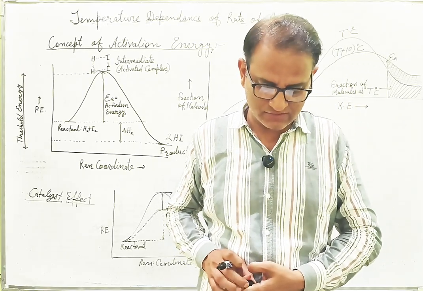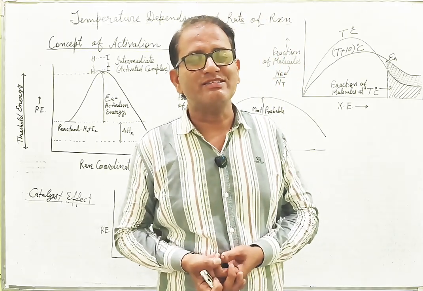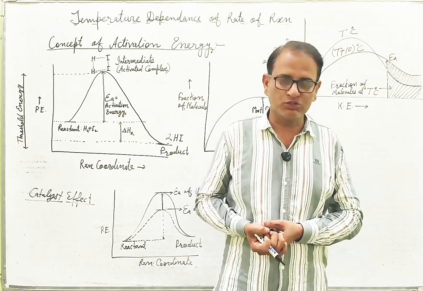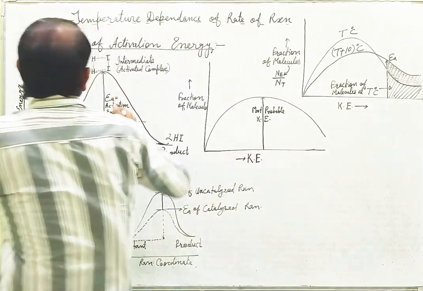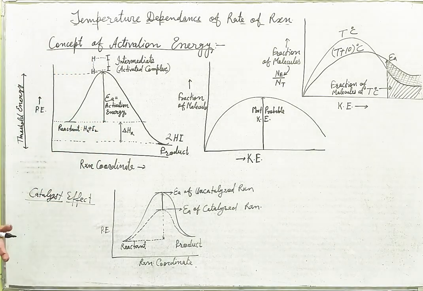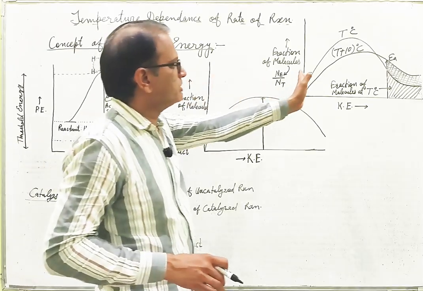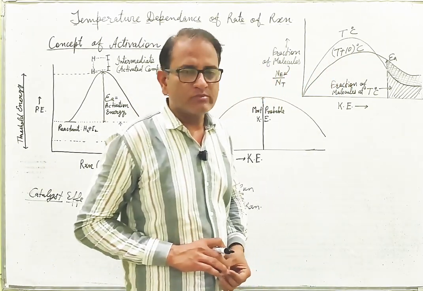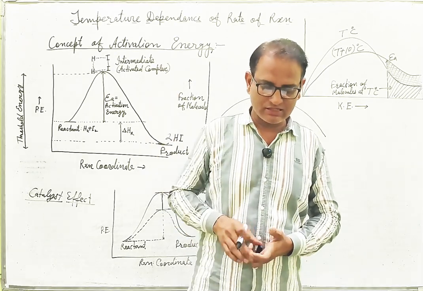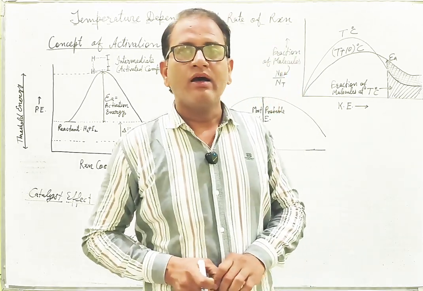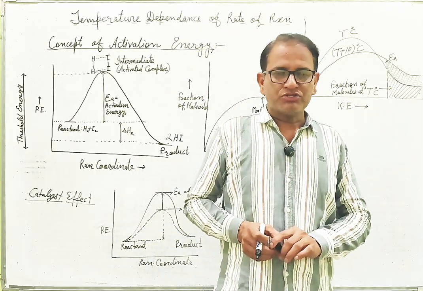Lower the activation energy, of course faster will be the reaction, and higher the activation energy, of course the rate of reaction will be slower, because if this energy gap is more, then the effective collisions will be less, am I right? And then the conversion of reactant to product will be less. So activation energy decides what will be the rate of reaction, whether it will be a fast reaction or a slow reaction.